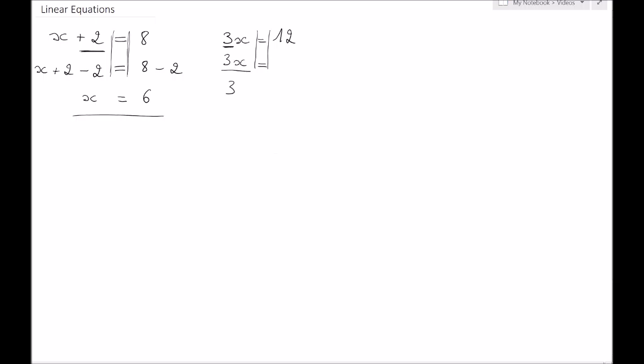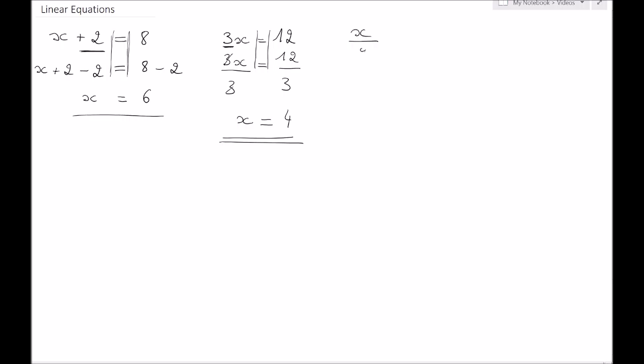So 3x divided by 3, and you'll get rid of that 3. But everything I do on the left side, I have to do on the right side as well. So I'm going to have to do 12 divided by 3 as well. So 12 divided by 3 is going to be 4. And I have the answer to my equation. x is equal to 4.